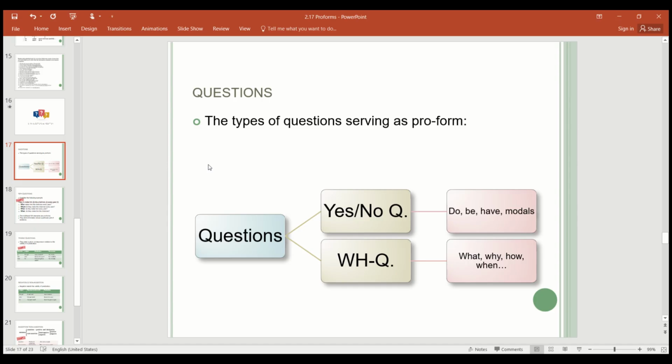So questions are of two types that are going to be discussed in this lecture: yes-no questions and WH questions. Yes-no questions might need auxiliary verbs like verbs to do, verbs to be, verbs to have, or modal auxiliaries, while WH questions need WH elements such as what, why, how, when, and so on.